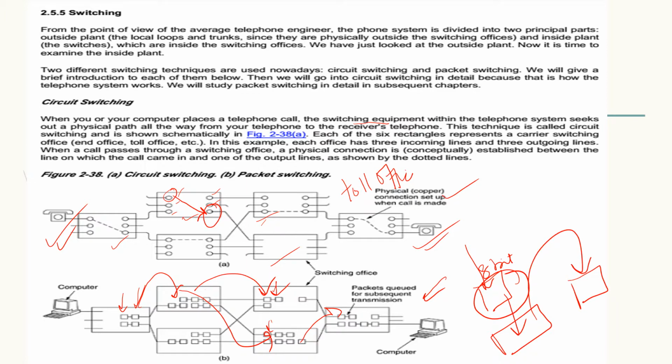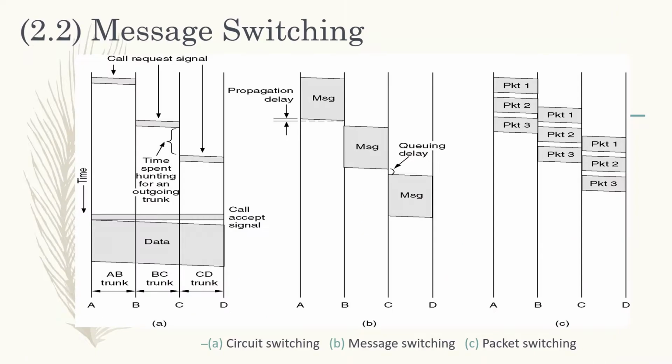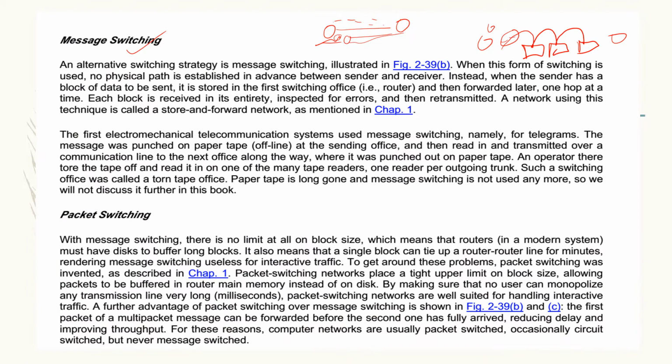Okay, I hope you remember what I explained in the class. So in its entirety it will flow. So that is called message switching. The problem with message switching is the size. Okay, the size of the packet, the size of the message.